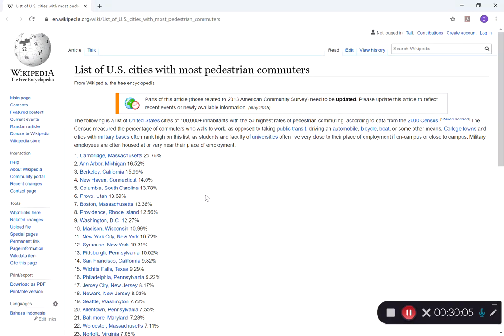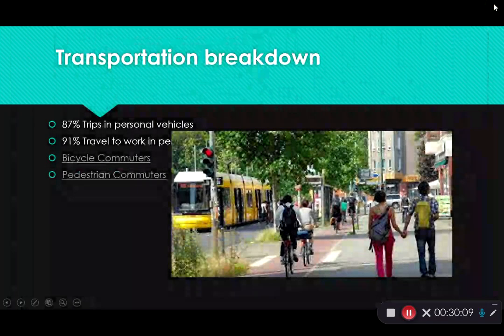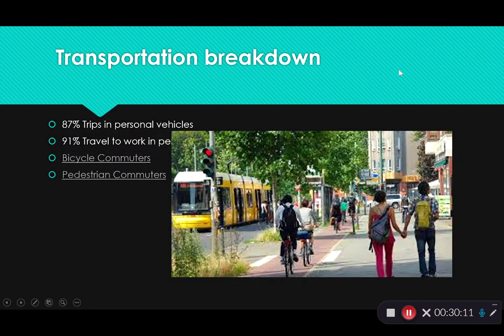But you get the idea, right? Where we see high levels of bike and ped commuters is primarily college towns, students that can't afford cars or don't have cars on campus or don't want to pay the parking permit fees because they're kind of a giant pain.